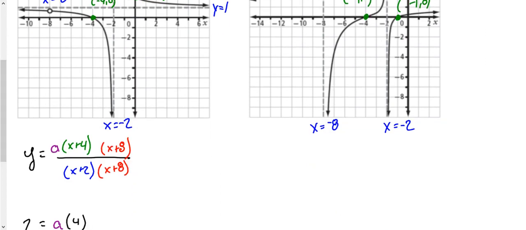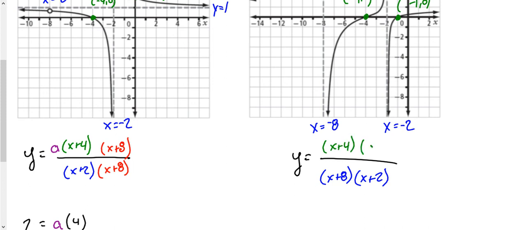So going into our equation to try to build our equation, let's go y equals. My denominator is going to be my two vertical asymptotes. So I have x plus 8 for the first one, x plus 2 for the second one. And then I had two x-intercepts up top. The first one was going to be x plus 4, and the second one is x plus 1. And that's more or less everything I can pull off of my graph here for an equation. That should be our final answer.